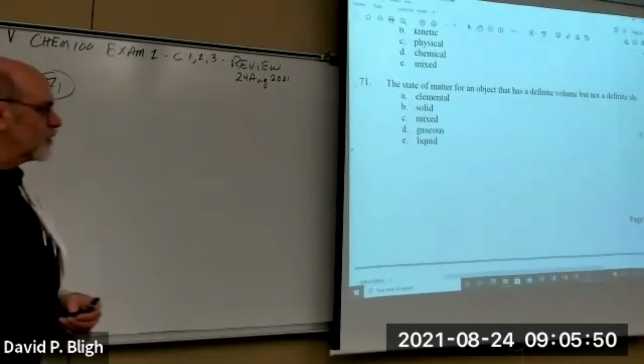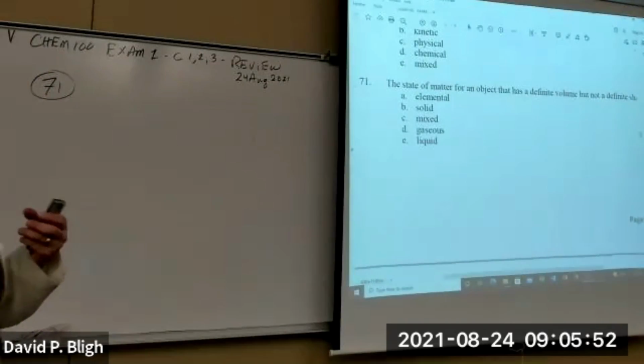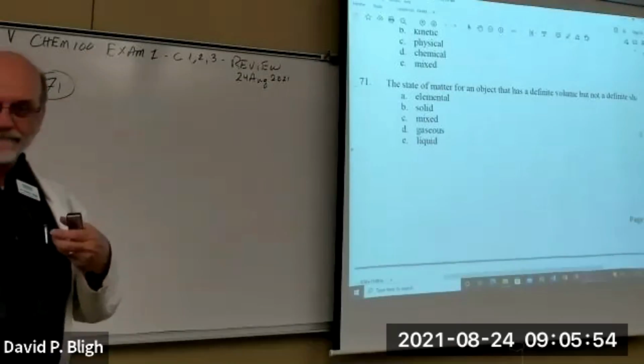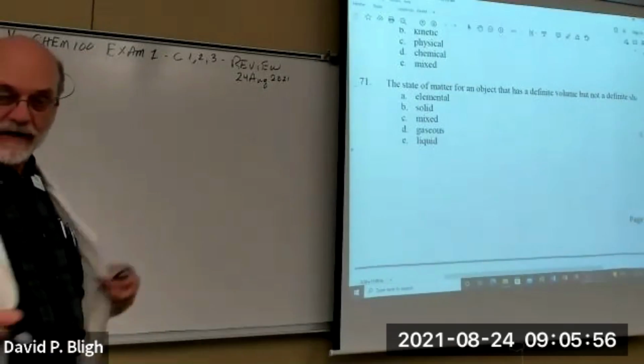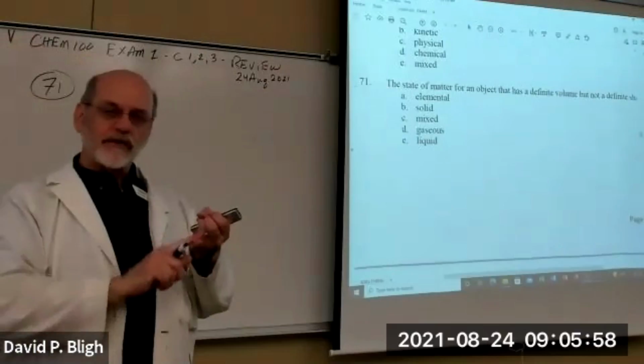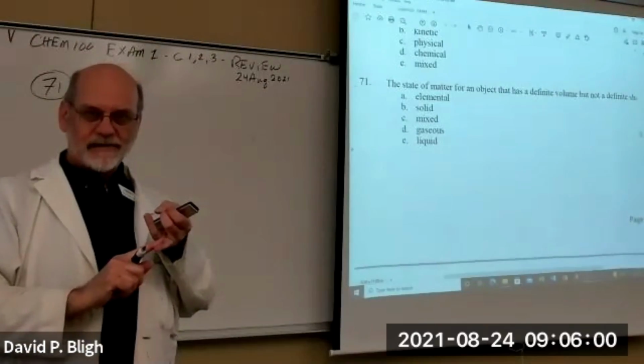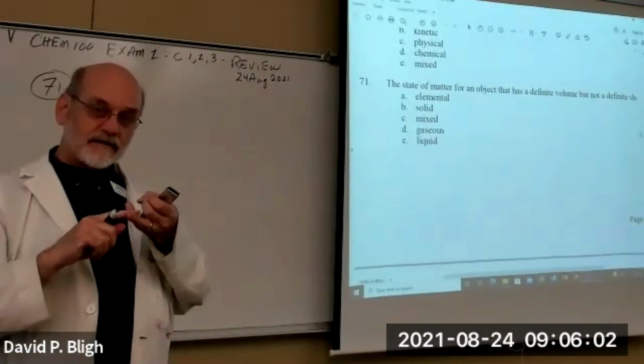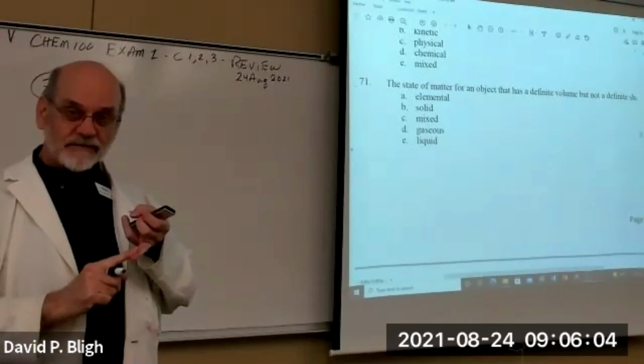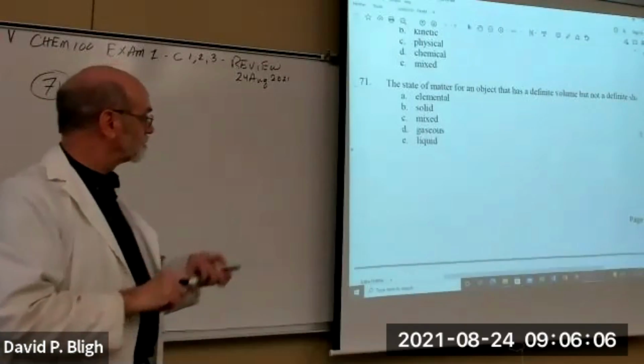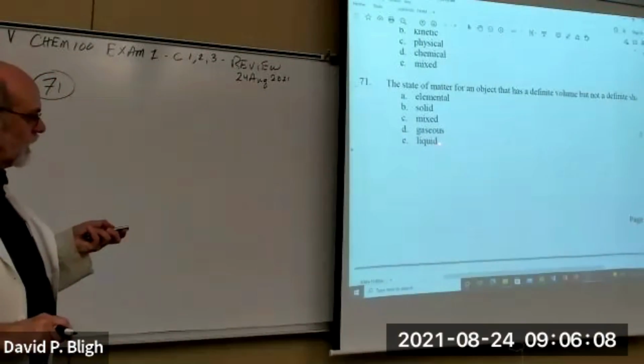The state of matter for an object that has a definite volume, but not a definite shape. You just have to memorize it, right? If it's got a definite volume, it's either a solid or a liquid. And if it's got a definite shape, then it's a solid. So it has to be a liquid. Right here.